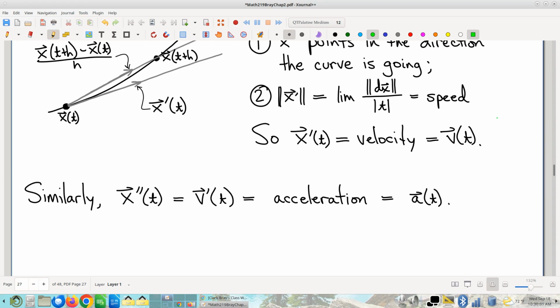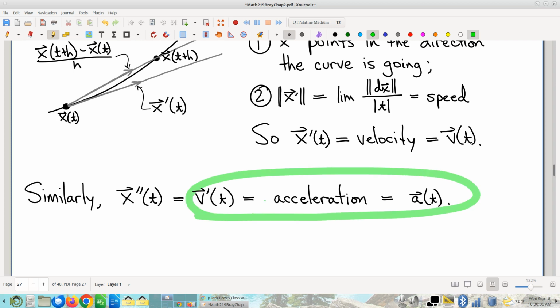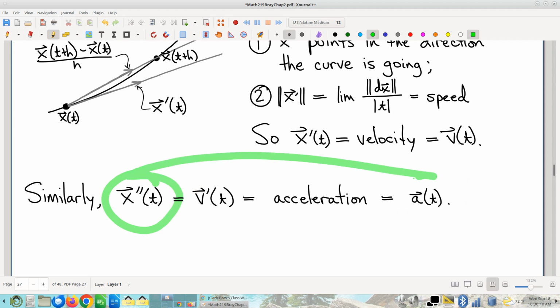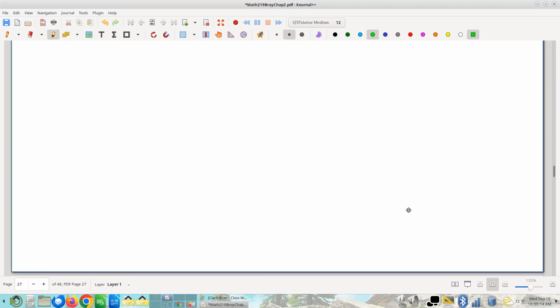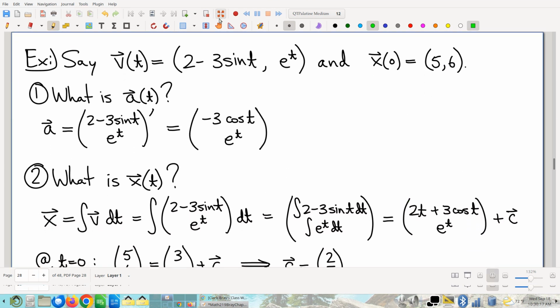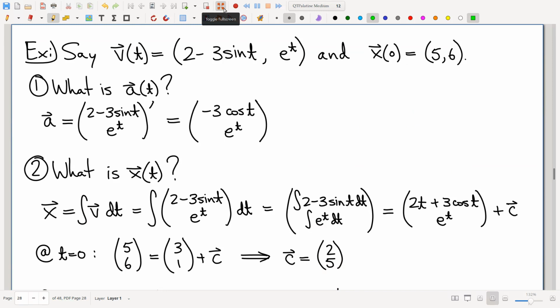Likewise, by the way, the derivative of velocity is acceleration. And so said differently, the second derivative of position is acceleration. All right. So let's see an example of this in action. Again, you're going to notice a lot of familiar sort of earmarks of this example because it's a lot like stuff you've seen already.